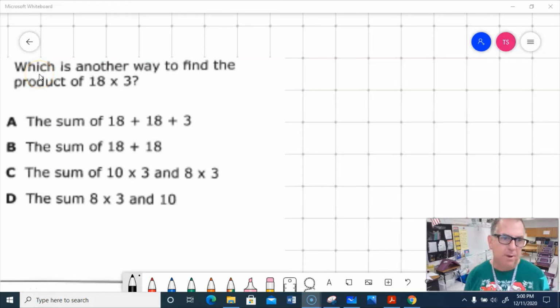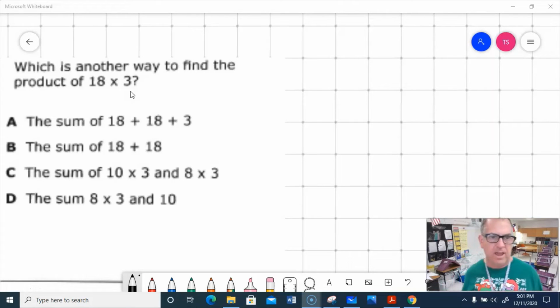Okay, let's go ahead and look at this guided practice problem. It says, which is another way to find the product of 18 times 3? And we know product means to multiply, and it shows a multiplication problem there. So we'll do a mental math way of solving that. I like this little trick here.